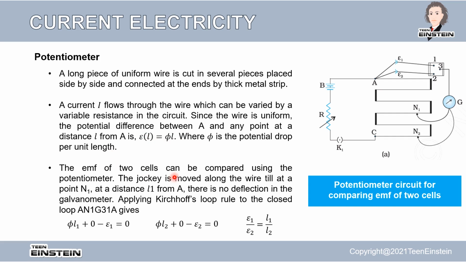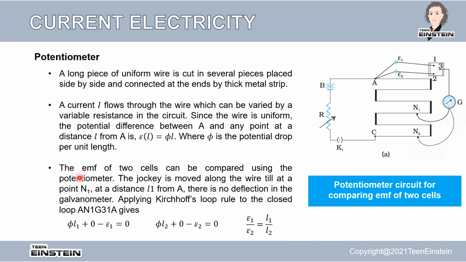So the EMF of two cells can be compared using the potentiometer. So here also we have a galvanometer. So first we need to connect this 1 to 3 so that we are working with epsilon 1 here, and we have to keep moving this point from this A towards C, and we need to see at what point the Ig becomes 0, the galvanometer becomes 0, and we need to note down the length of it. And we need to connect this 2 to 3, again repeat the same thing and note down what is L2.